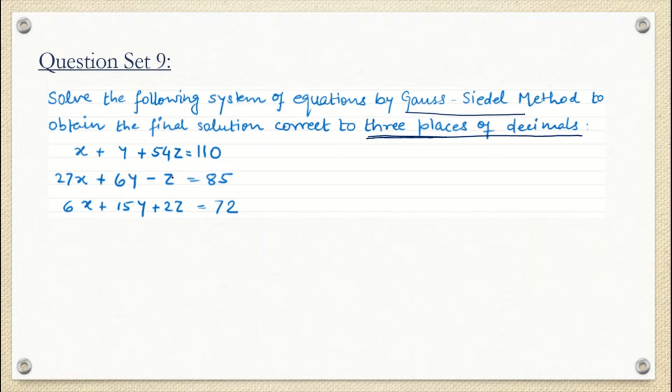We are going to start with the iterative method. This is the system given to us. There are 3 equations and 3 unknowns x, y and z. We have to find the values of x, y, z correct to 3 places of decimals.